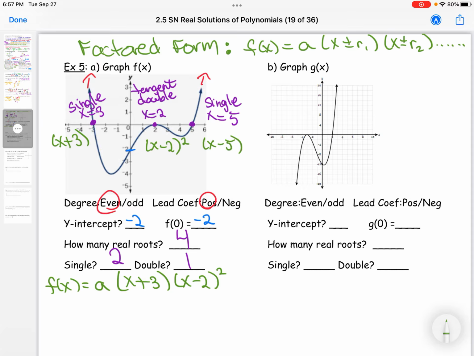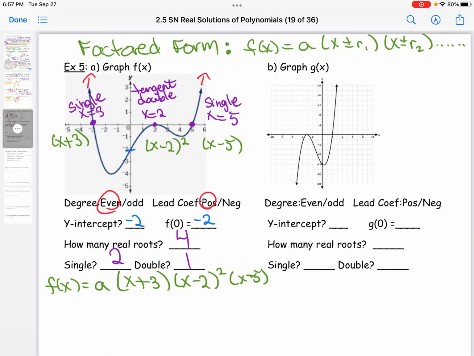And then we have a single root at x equals 5. x minus 5 is that root, that factor. Okay? Now, in order to find the a, we use that y-intercept.